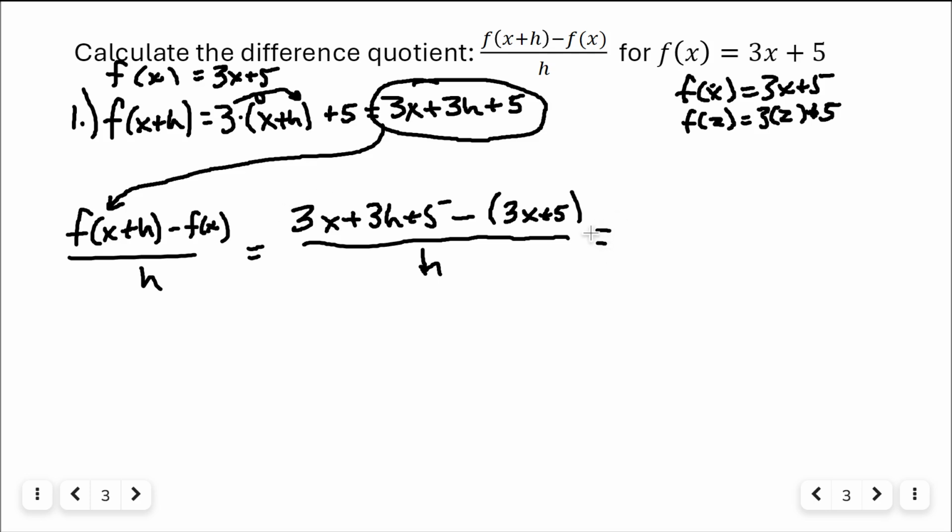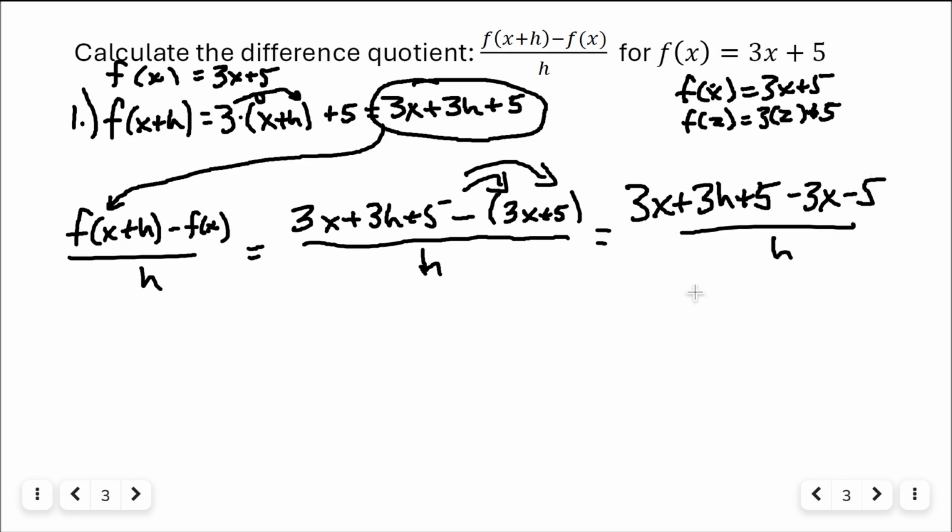All right, so now, what can we do with this? Well, we can distribute the negative to each one of those, right? So that gives me 3x plus 3h plus 5. Remember, I'm trying to get that h in the denominator to cancel out. Minus 3x minus 5 over h. Well, okay, now the 3x's go away, and then the 5's go away. So now I'm only left with 3h over h.